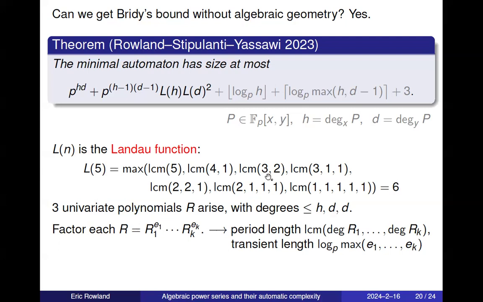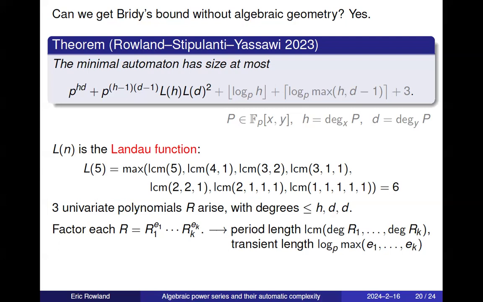So this is where the integer partitions come from. We have some polynomial, its factorization into irreducibles is going to correspond to some integer partition, and the LCM of that integer partition is going to give us information about how big this orbit size is.